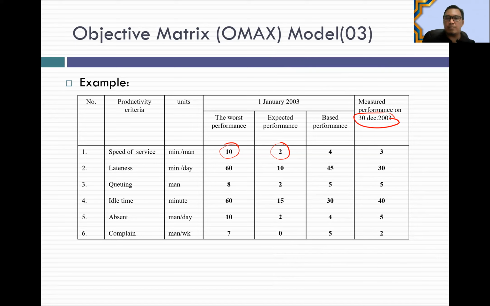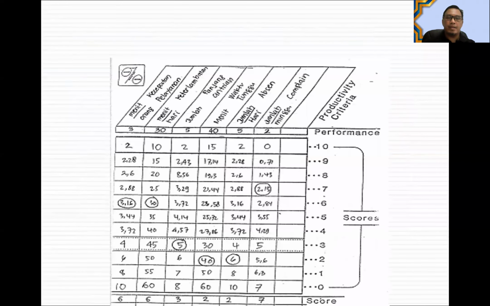But most importantly, this is the measured performance, on particular periods. It could be on the 30th of January, maybe not the 30th of December. And the measured performance is 3, and the best performance is 4. Okay, let's see how we put this one into the objective matrix.